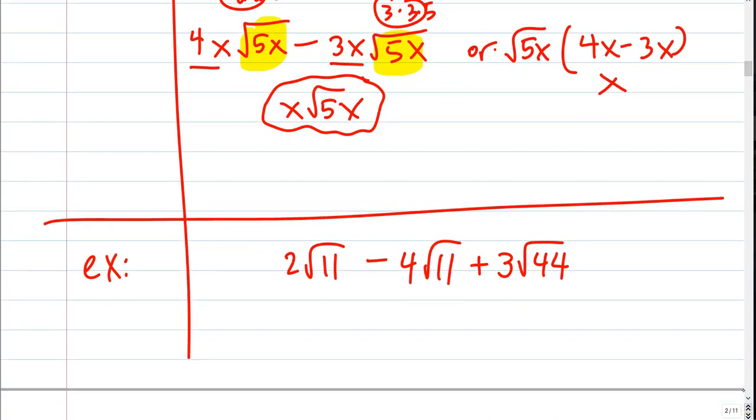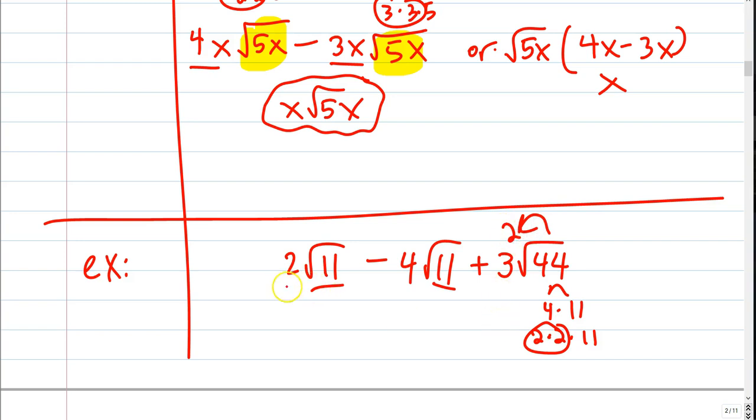2 root 11, 4 root 11, 3 root 44. I already see 2 like terms. Is this another one? Probably. Let's see. 44 is 4 times 11, 2 times 2 times 11. Out comes a 2.